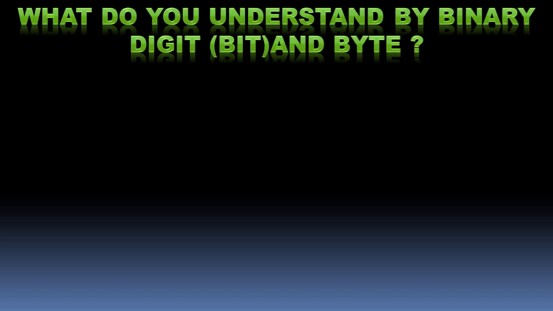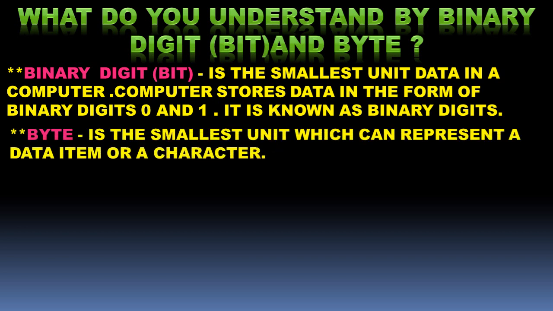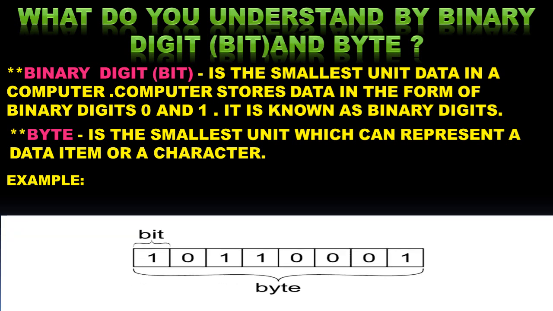Now the next one is: what do you understand by binary digit and byte? First one, binary digit is the smallest unit of data in a computer, which stores data in the form of binary digits, 0 and 1. It is known as a binary digit. Next is byte. It is the smallest unit which can represent a data item or a character. This is the example of bit and byte, binary digit and byte.